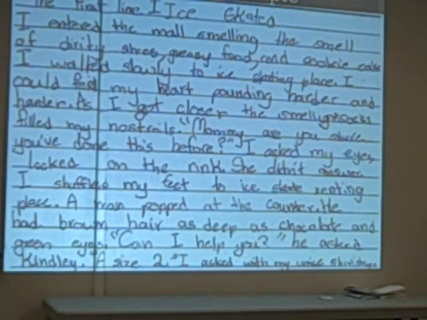The first time I ice skated. Here we go. I entered the mall smelling the smell of dirty shoes, greasy food, and cookie cake. I walked slowly to the ice skating place. I could feel my heart pounding harder and harder. As I got closer, the smelly socks filled my nostrils. Mommy, are you sure you've done this before? I asked, my eyes locked on the rink. She didn't answer. I shuffled my feet to ice skate renting place. A man popped at the corner. He had brown hair as deep as chocolate and green eyes.